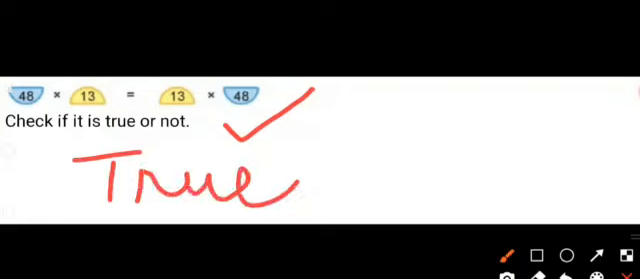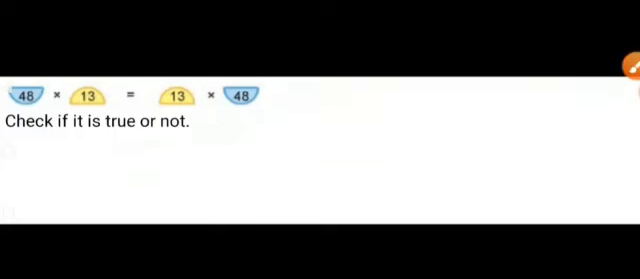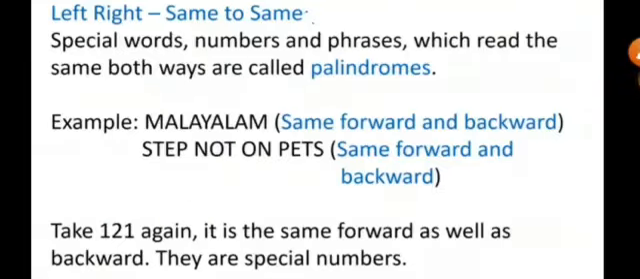Same way, here one example is given. In this we have to check if it is true or not. So we can say that on the left hand side 48 multiplied by 13 and on the right hand side 30 multiplied by 48. So we will get the same answer on both sides, left hand side and right hand side. So this is true. Left right same to same.